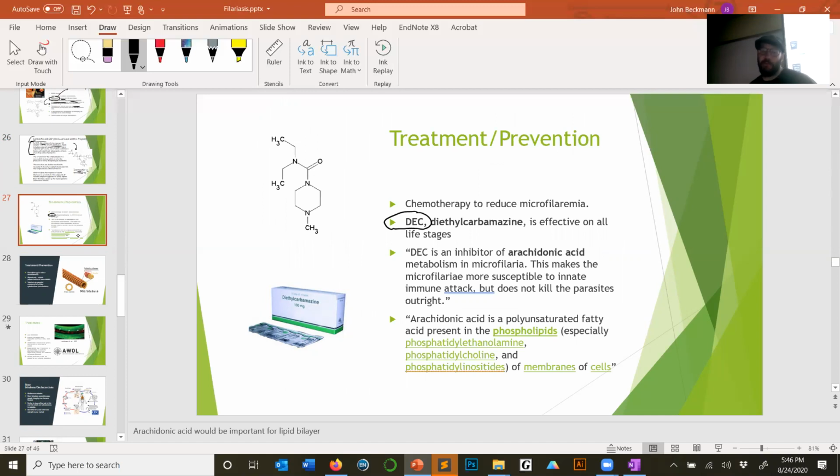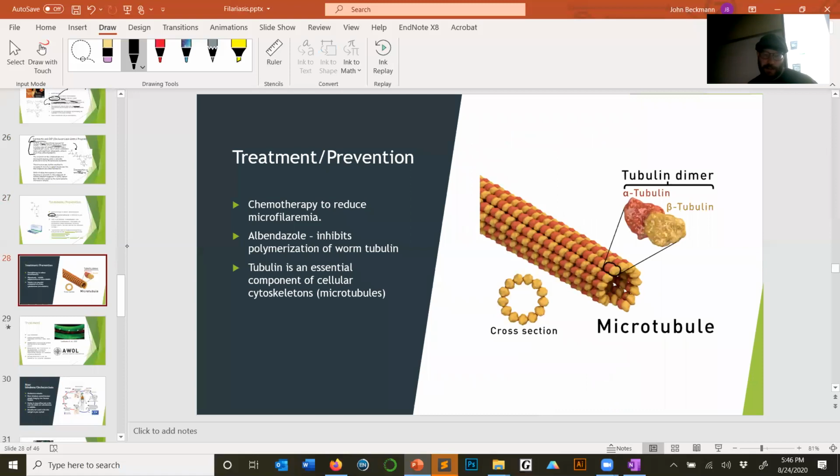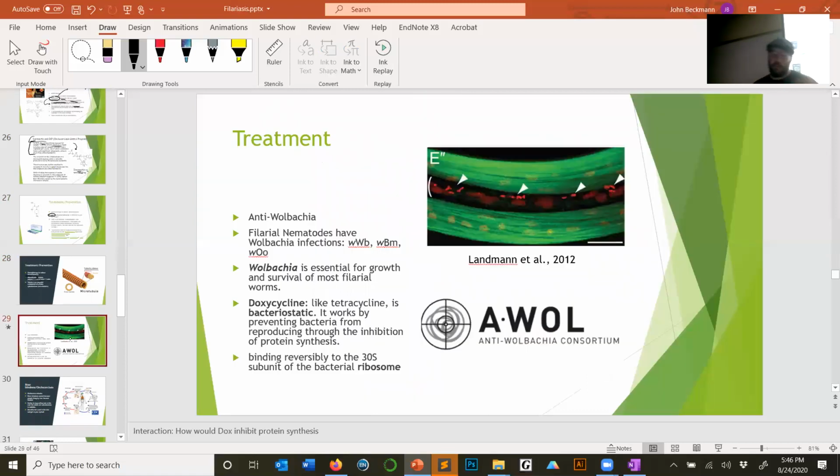DEC is a chemical that messes with the lipid bilayer in the nematodes. There's another drug called albendazole, which inhibits polymerization of worm tubulin. And I'll talk about this a little bit more.